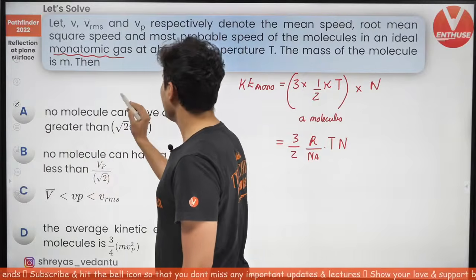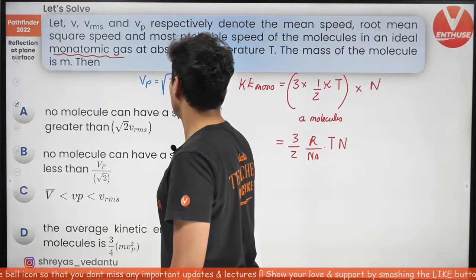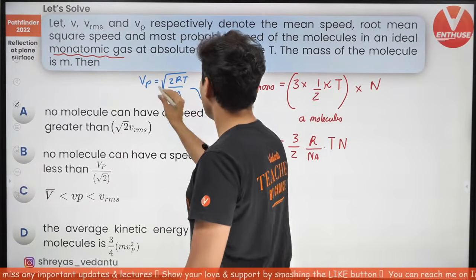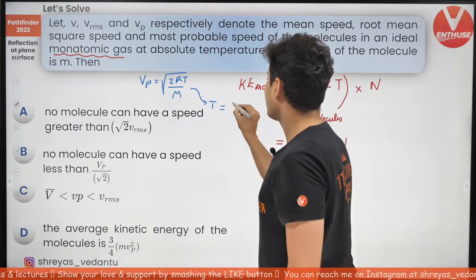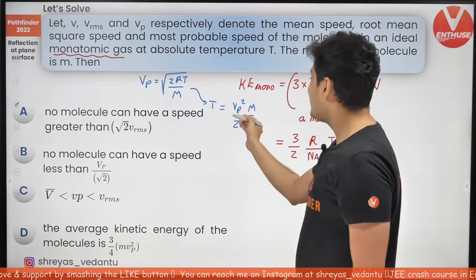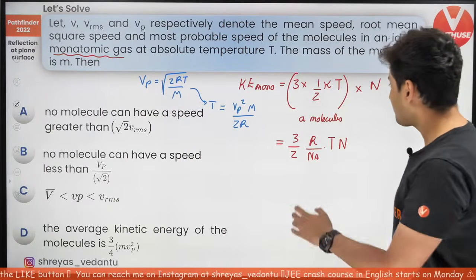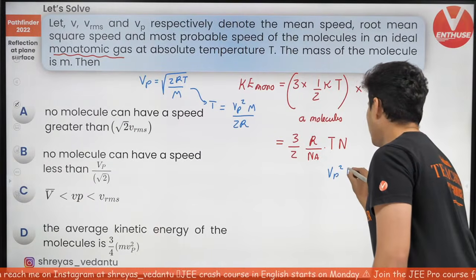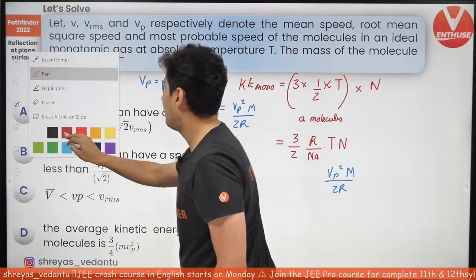What I will do is recollect most probable speed. Most probable speed was root of 2RT by m. So basically from here, square both sides and rearrange. You will get temperature is Vp square into m divided by 2R. 2R will come below, m will go on the top. Okay. So just put, instead of temperature, Vp square into m divided by 2R, and the rest of the terms will come as it is.